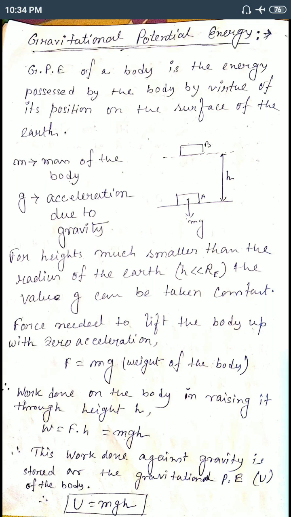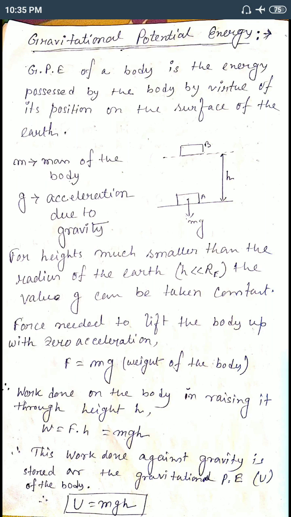So how can we prove this expression of gravitational potential energy? Normally the potential energy expression will also be the same. In this figure you see that one object is kept on the surface of the earth. We try to lift this object from position A to position B at a height h, and this height is much smaller than the radius of the earth. So in this height, the value of g will be taken as a constant. Whenever the object is lifted from A to B with zero acceleration, because small g, the acceleration due to gravity, is constant.